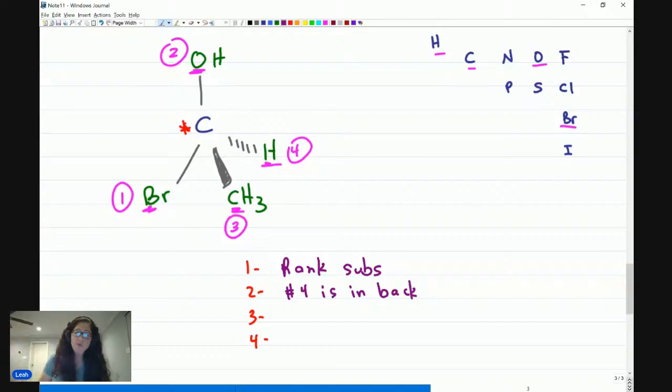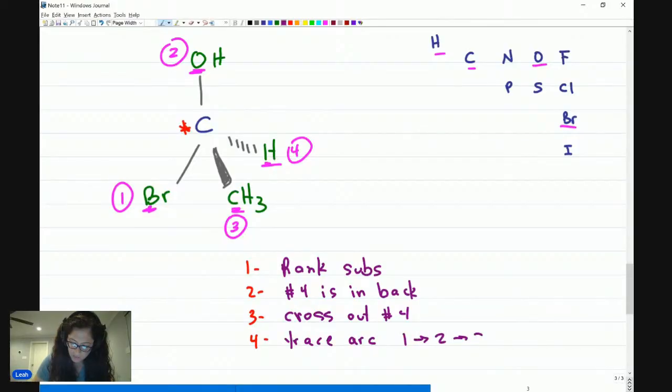With number 4 out of the way, we only ever rank 1, 2, and 3. So because we only rank 1, 2, and 3, we make sure to get rid of number 4. That allows the top 3 to be forward, or in the plane of the page, which is good to go. Then we are going to do as follows. Cross out number 4. And you're going to trace an arc from 1 to 2 to 3.